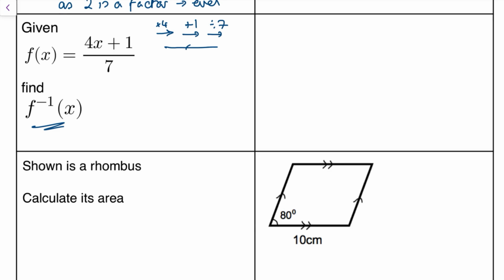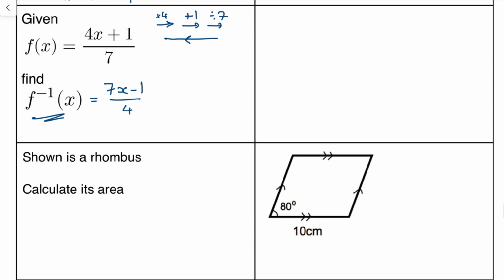So my inverse function is going the opposite way and doing the opposite. So my inverse function takes my x and multiplies by 7, so opposite thing in the opposite direction. Then it takes away 1 and it divides by 4, and that is my inverse function. Not too bad at all. Next question.